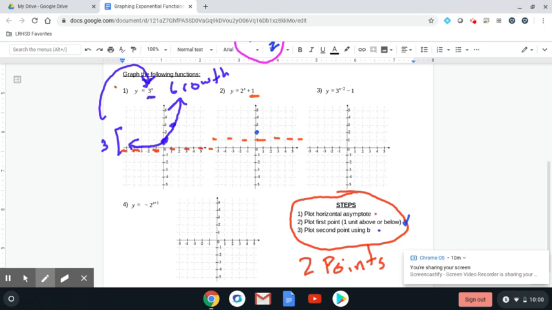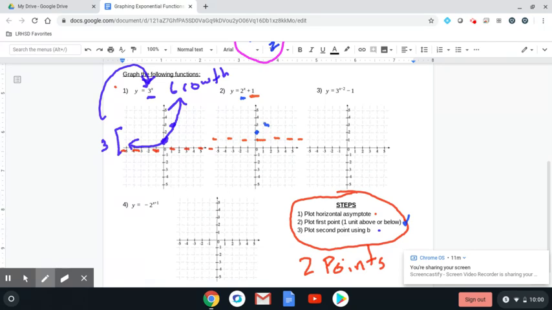Now my third step is to plot the second point using, again, my base number of 2. And we know, just like problem number 1, that this is a growth type of problem, so it should have the same shape as number 1. But since my base number is a 2, I go back to my horizontal asymptote and I go up 2 units. And I start right below that first point. So I hop up 2, and then I always run to the right 1. So again, from my horizontal asymptote, I hop up 2 and to the right 1. And that gives me my second point.